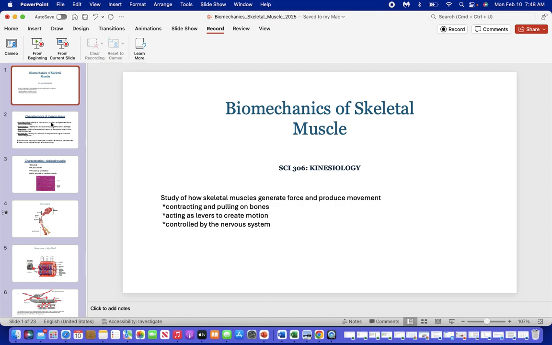It involves the understanding of the interaction between muscle fibers, tendons, joints, and the forces generated during muscle contractions, taking into account factors like muscle length, velocity, and the arrangement of muscle fibers within the muscles itself.